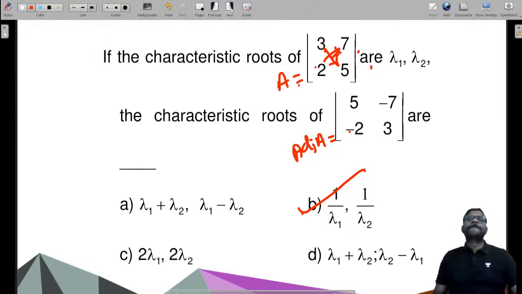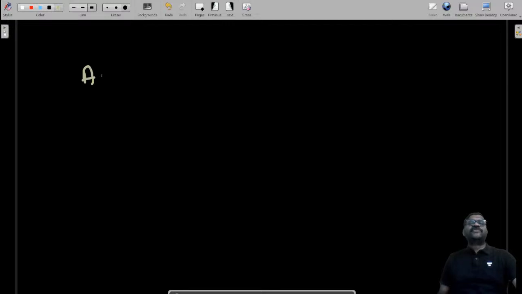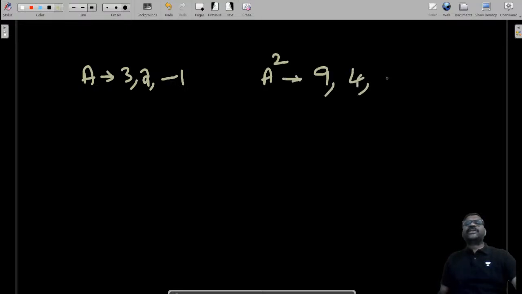Next problem. Let A be a 3 cross 3 matrix whose characteristic roots are 3, 2, minus 1. If B is A square minus A, then the determinant value of B is? See, the eigenvalues of A are provided. Eigenvalues of A are 3, 2, minus 1. Therefore, eigenvalues of A square are 3 square, 2 square, minus 1 whole square.